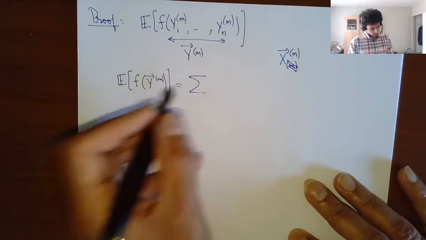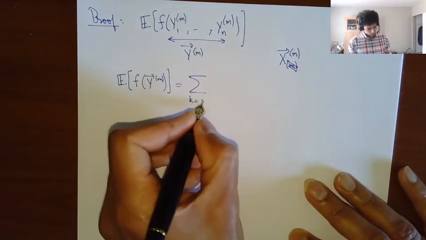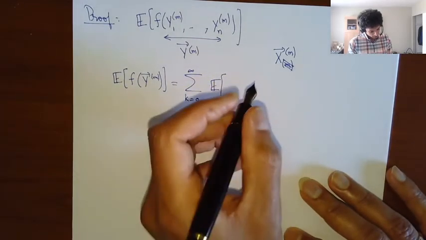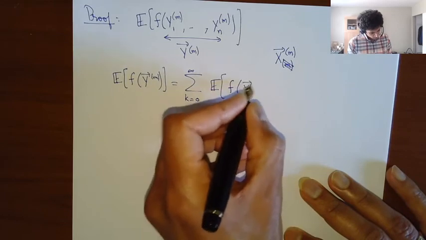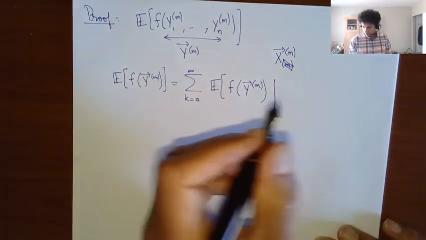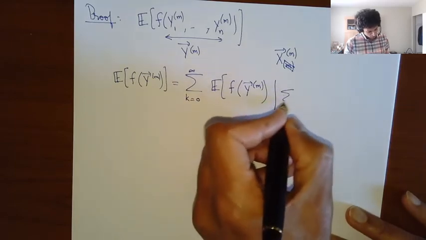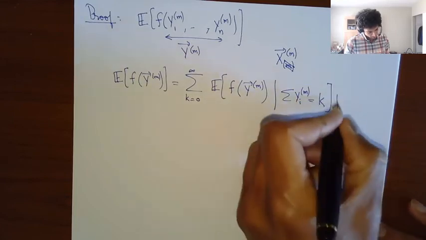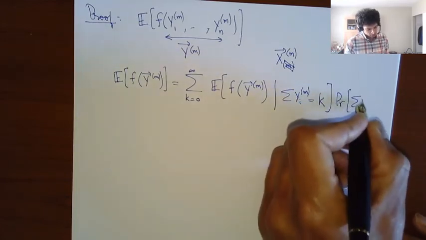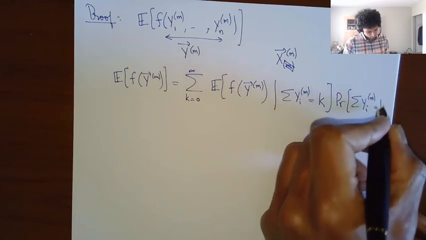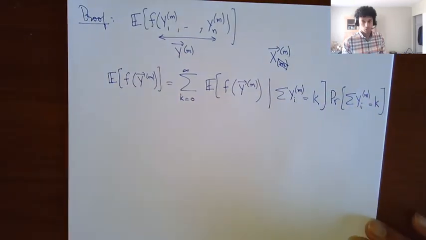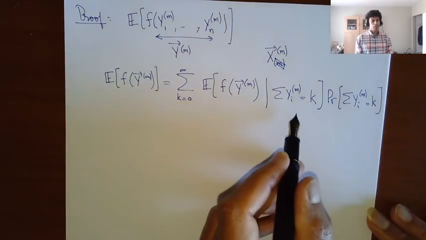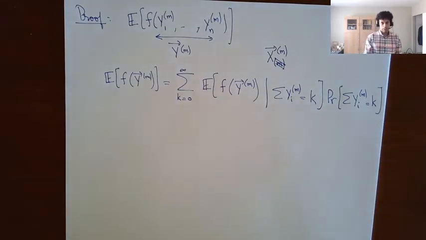can be written as, break it up into conditional, so k goes from 0 to infinity, of the expectation of the vector conditioned on the summation of yi of m being equal to k times the probability that the summation of yi of m is equal to k. I've just broken up this expectation in terms of all the conditional expectations, where I'm conditioning on the sums of yi's.